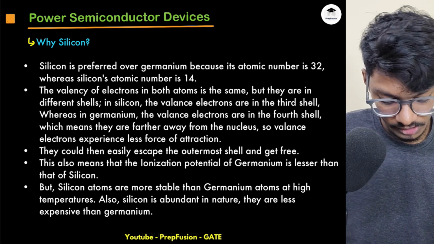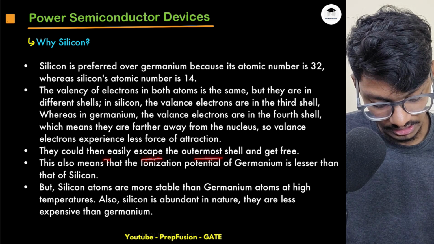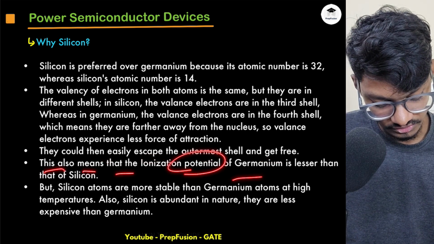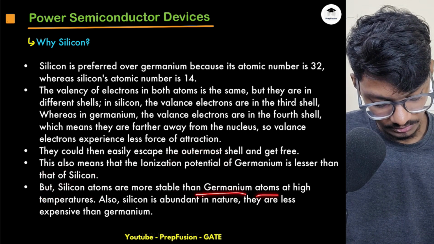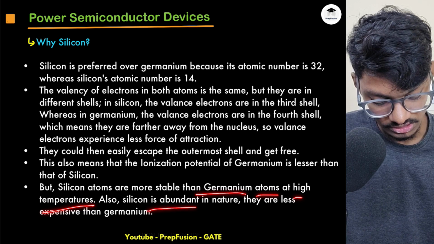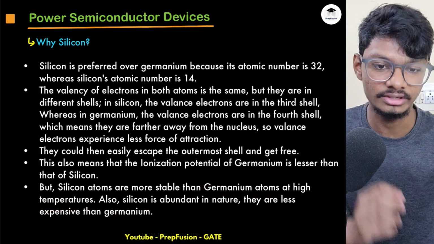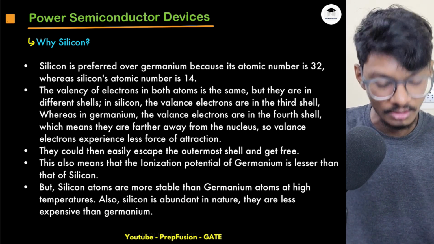That is also a reason. They could then easily escape the outermost shell and get free. This also means that the ionization potential of germanium is lower than that of silicon, but silicon atoms are more stable than germanium atoms at high temperature. Also, silicon is abundant in nature; it is less expensive than germanium. So all these are reasons why we chose silicon. Look, I will not go too much into the details, but these are a few details.